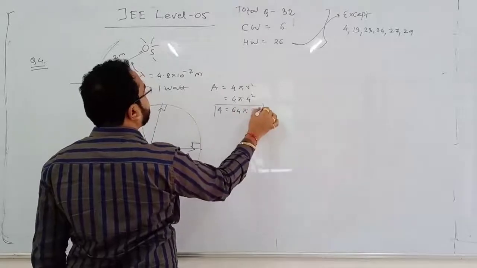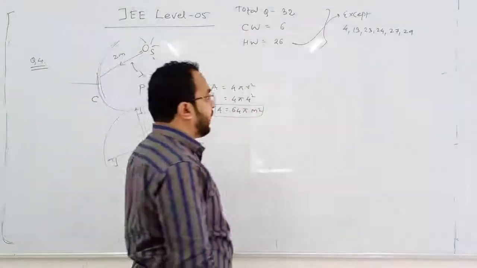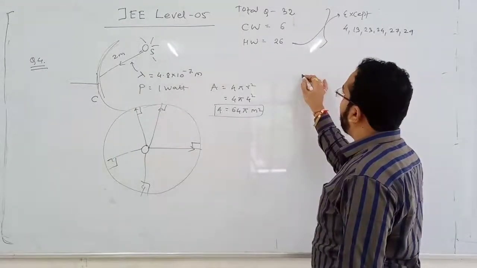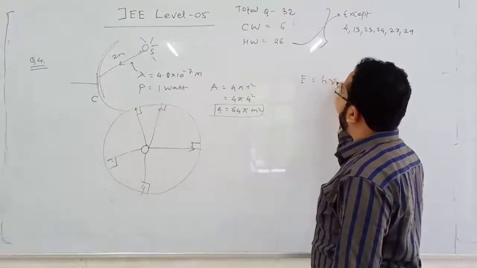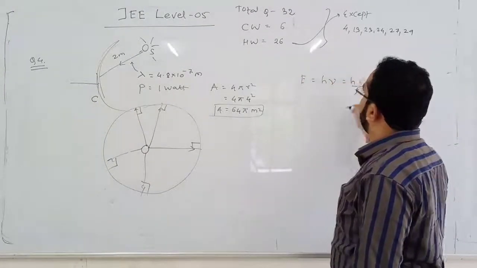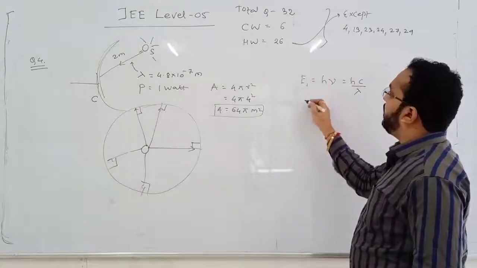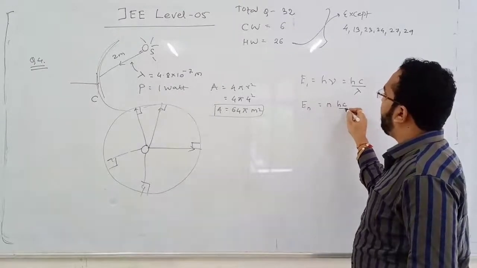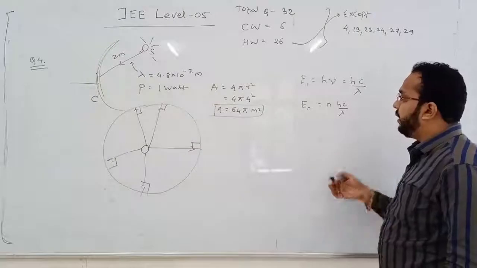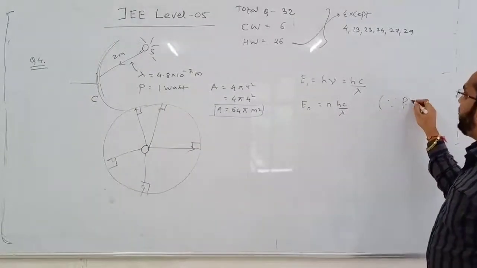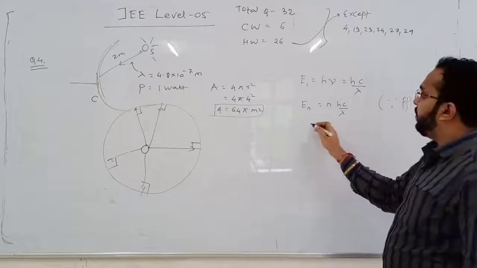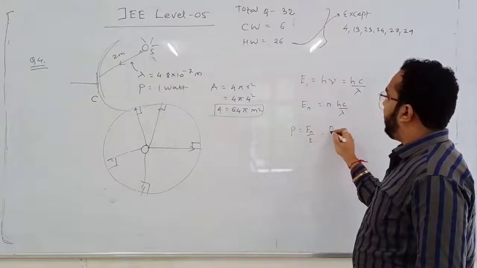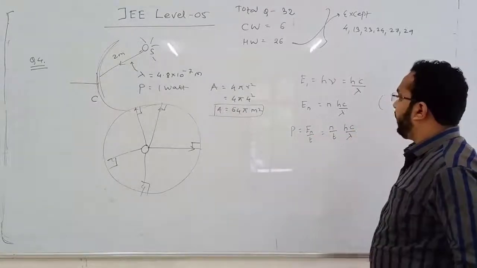This is the area. Okay, what is asked in the question is the number of photons per unit time per unit area. So see, what is energy? Energy is h nu, or it is hc upon lambda. This is the energy of one photon. What is the energy of n photons? It is n hc upon lambda. When we talk about power, since power is equal to energy upon time, power will be N upon T into hc upon lambda.